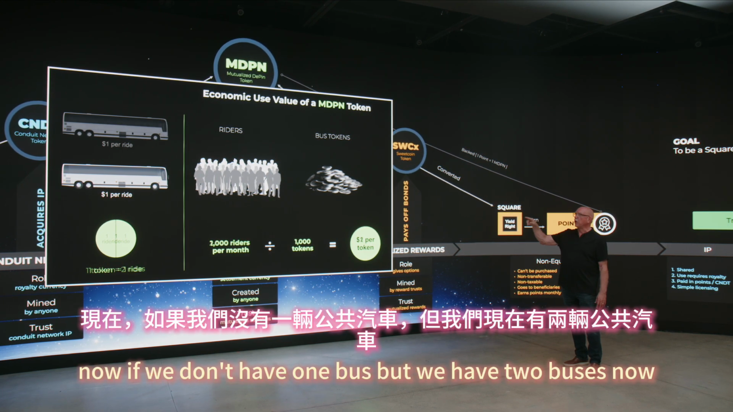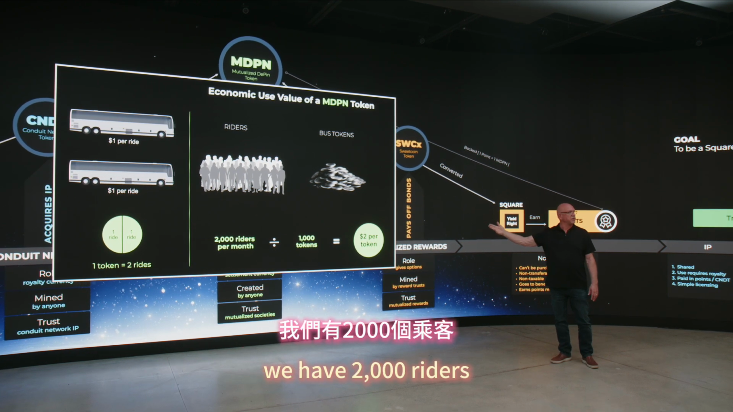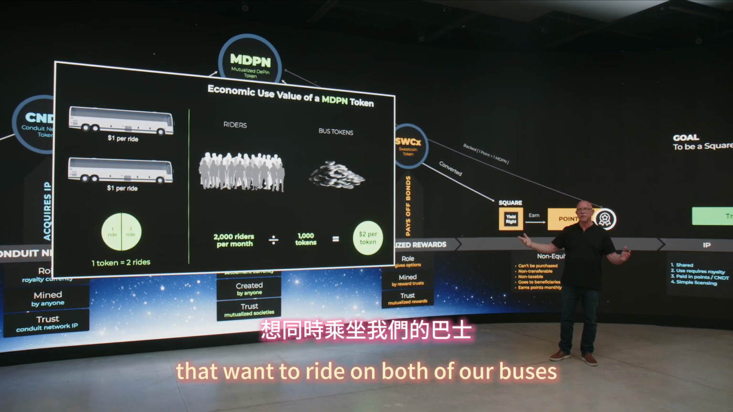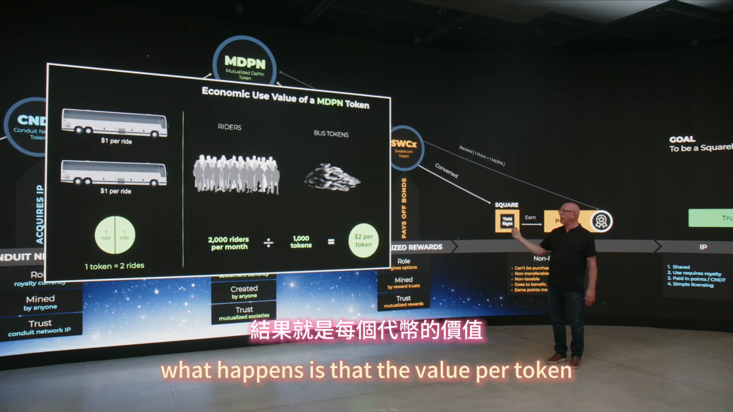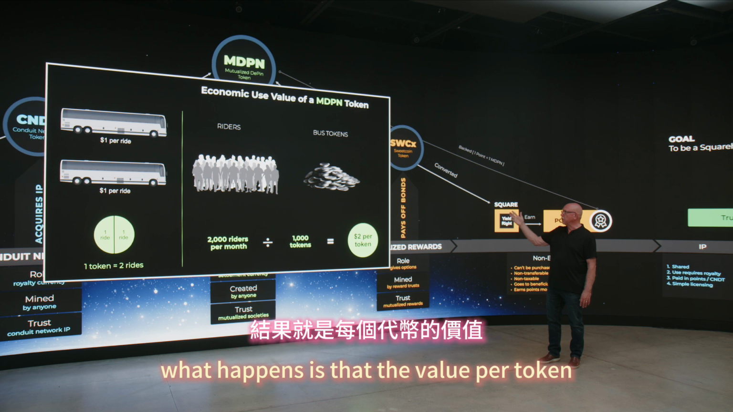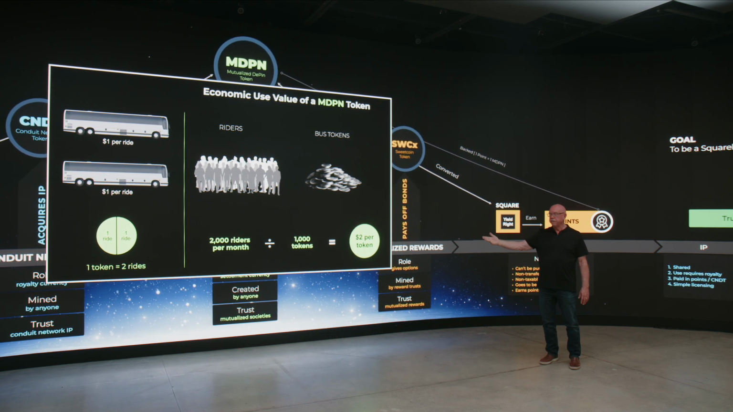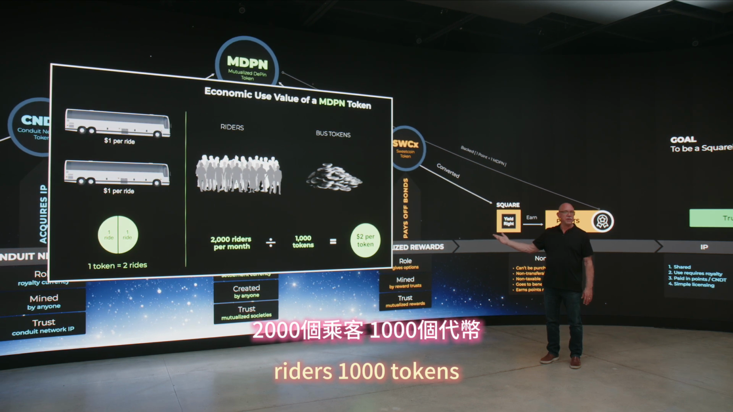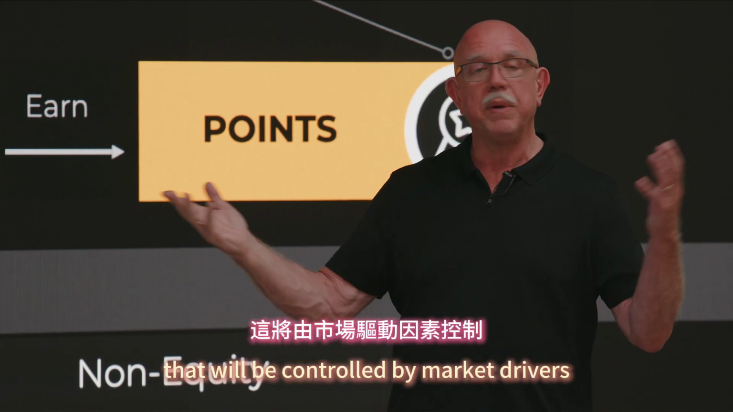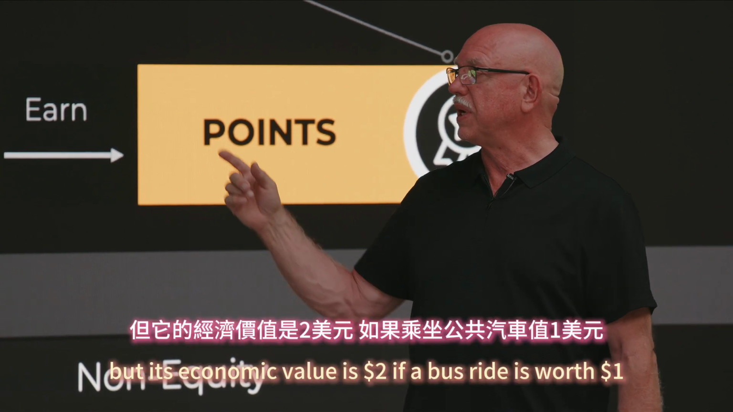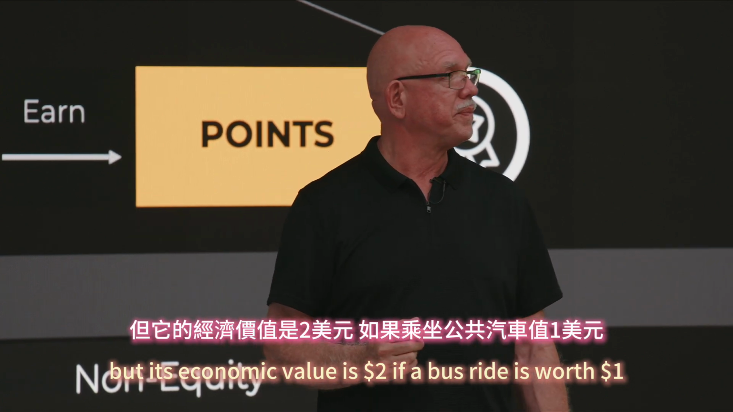Now, if we don't have one bus, but we have 2 buses, and therefore we have 2,000 riders that want to ride on both of our buses, but we still only have 1,000 tokens. What happens is that the value per token has gone up because I have 2,000 riders and 1,000 tokens. Again, I'm not talking about its market value, what the market will pay for it. That will be controlled by market drivers. But its economic value is $2 if a bus ride is worth $1.